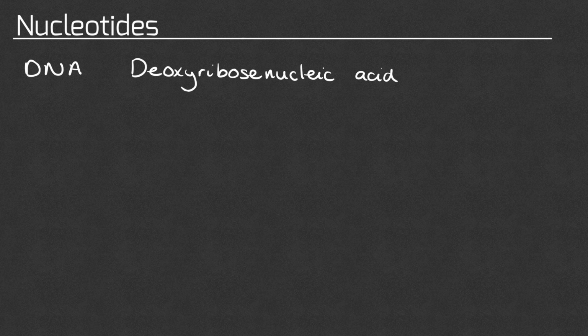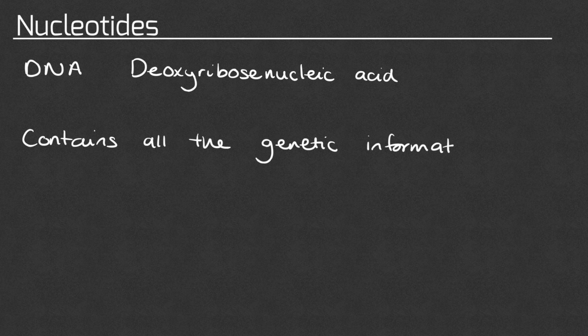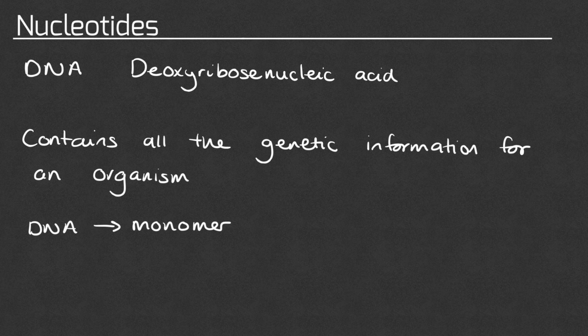We're now going to look at DNA and nucleotides. DNA stands for deoxyribose nucleic acid. And it contains all the genetic information for an organism. DNA is a polymer, so it is made up of monomers, and these monomers are called nucleotides.